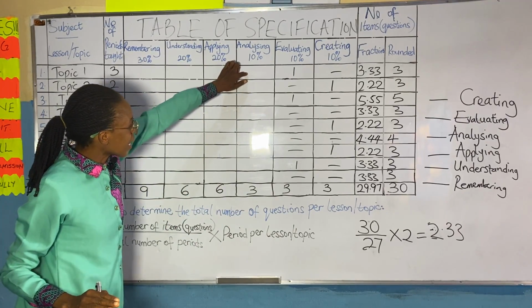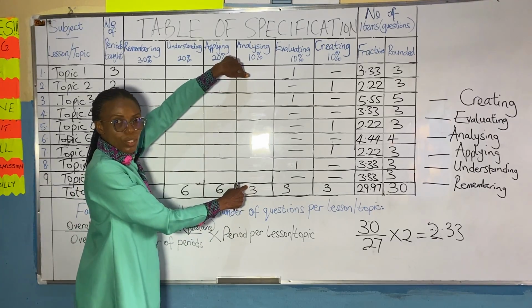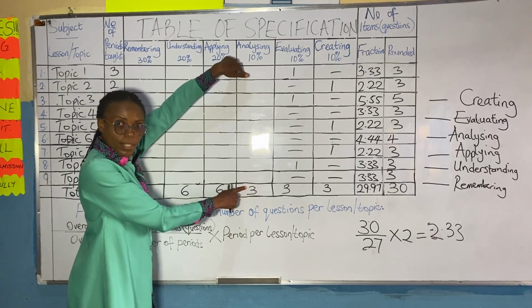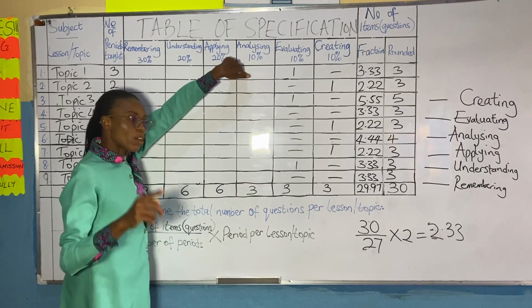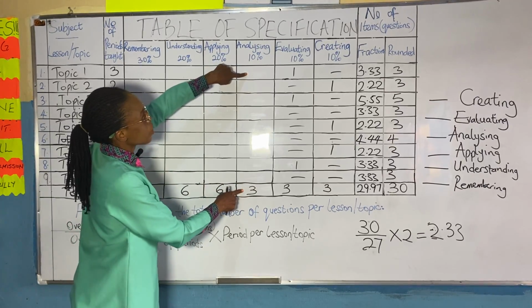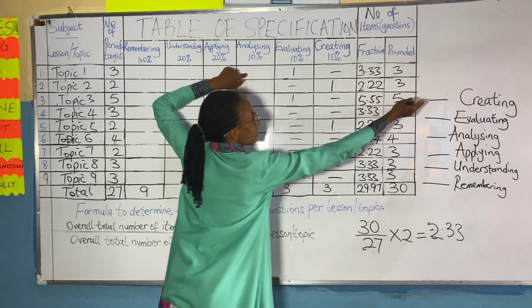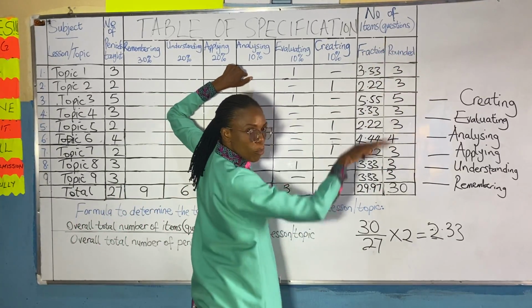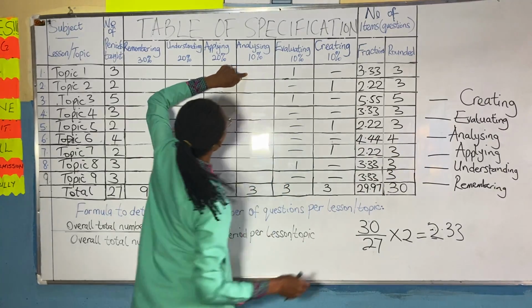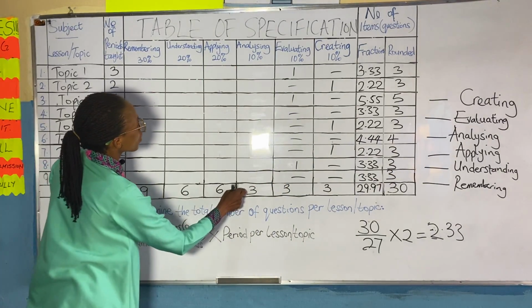For analyzing, you can only set 3 questions. Do you understand? Okay, I guess you're following me. So you can only have 3 questions under analyzing, because that's the next lower level. So we are going from up to down, so we are going to analyzing. Only 3 questions here.